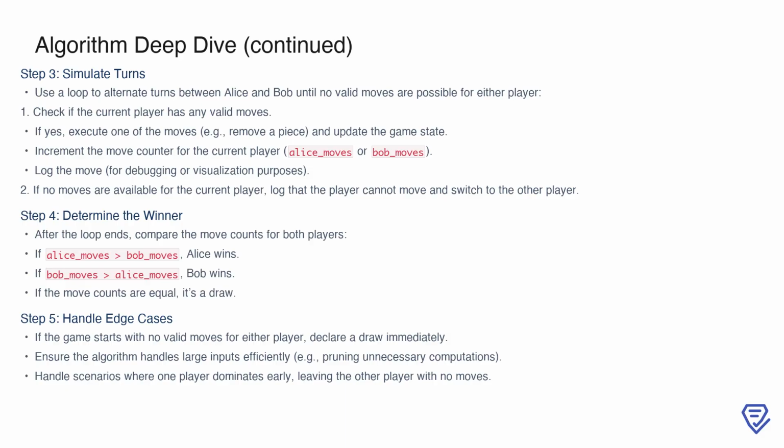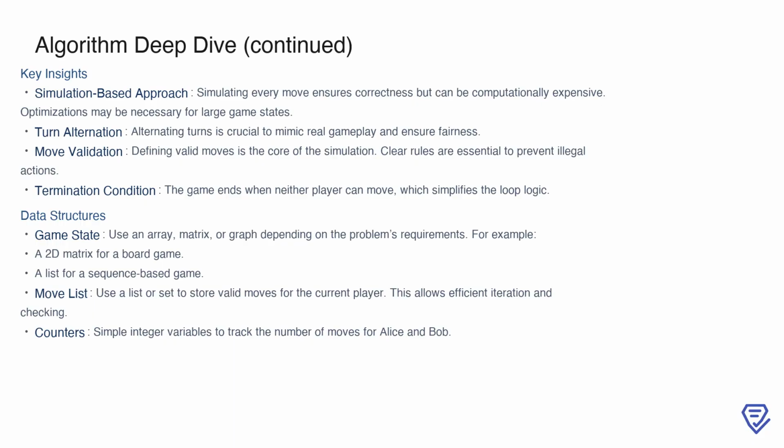Efficiency is also critical, especially for large inputs. Unnecessary computation should be avoided, and scenarios where one player dominates early should be handled seamlessly. This simulation-based approach ensures correctness by mimicking the game's rules step by step. However, simulating every move can become computationally expensive for larger game states, so optimizations may be necessary.